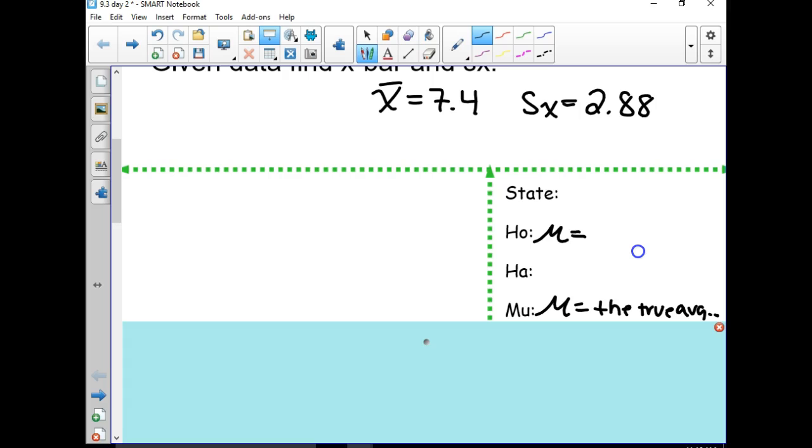So the null is always the claim. The alternative is what are our suspicions. So our suspicions will either be that we're looking for a decrease or a less than, we're looking for an increase or a greater than, or we're looking for a not equals.